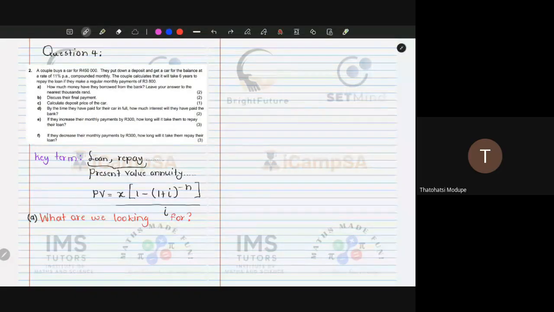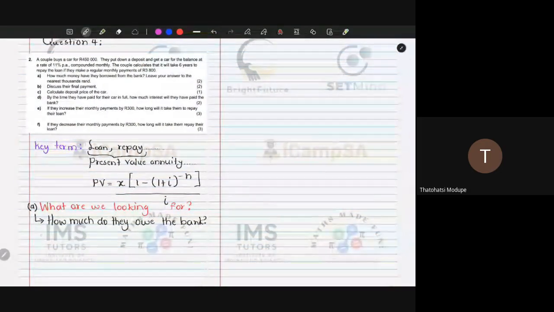Essentially, the question in A, if I can rephrase it, is how much do they owe the bank? How much do they owe the bank? And if you think of this question, it is very easy. It's a present value question, PV. So it means we are looking for PV here.